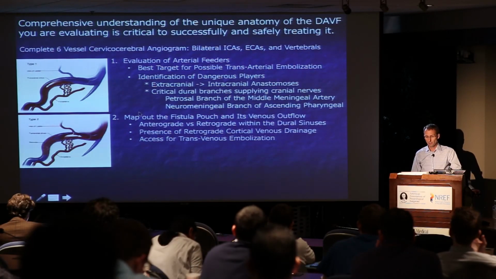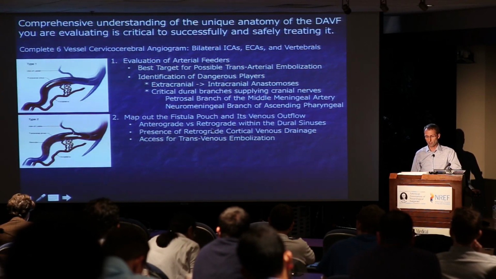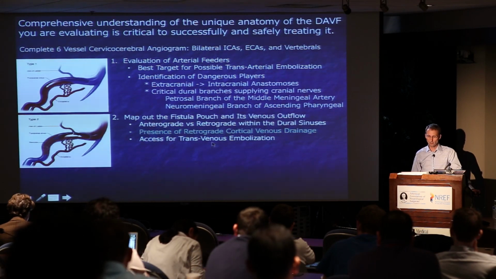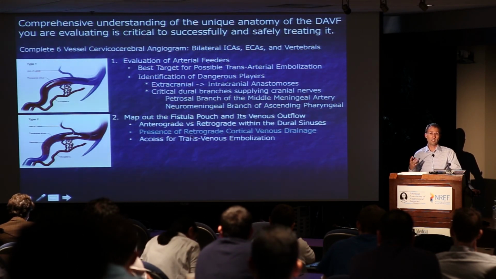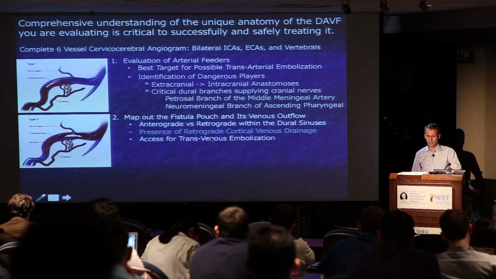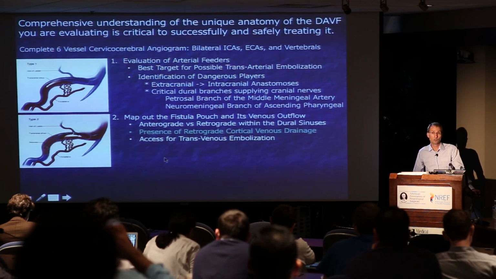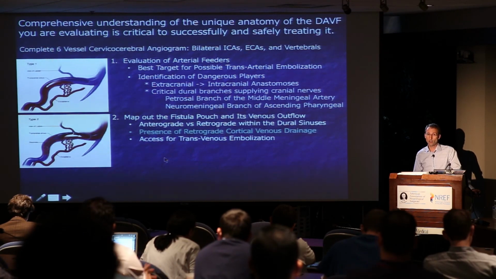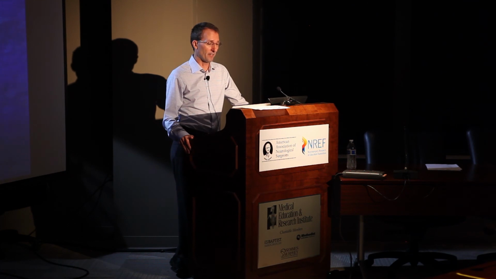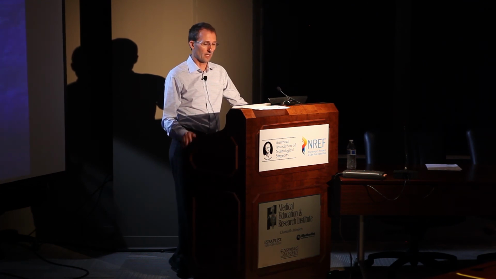Obviously, we want to map out the fistula pouch and its venous outflow. Is there anterograde or retrograde flow within the dural sinus? Most importantly, I think, because this is really the key determinant of grade and the risk, is there retrograde cortical venous drainage? And I've shown the example of the vena labbe. So that is critical to look for because all of those patients are at now elevated risk of intracranial hemorrhage.